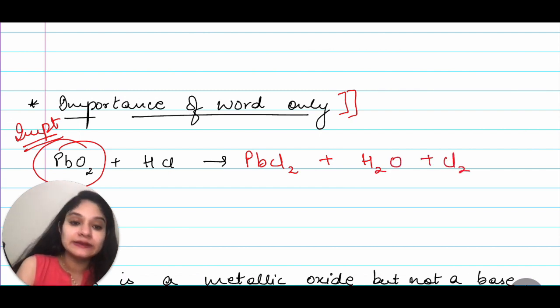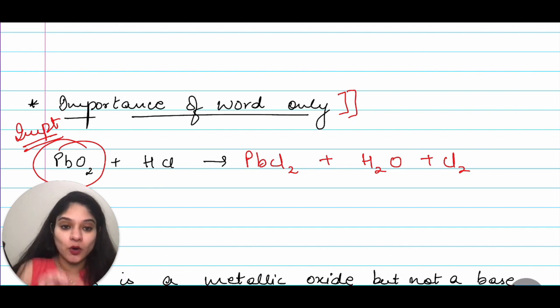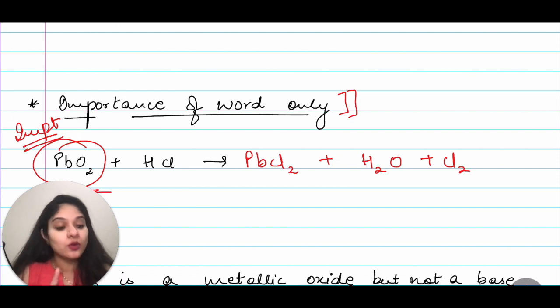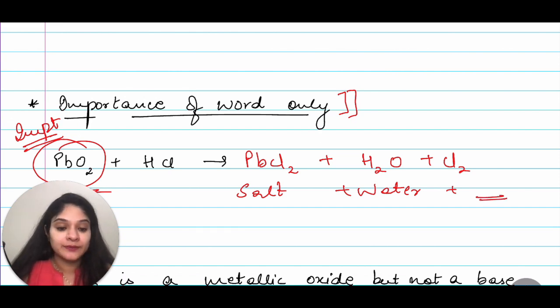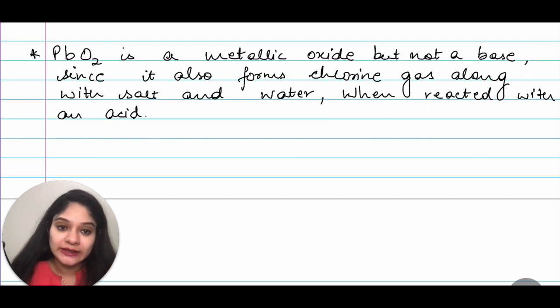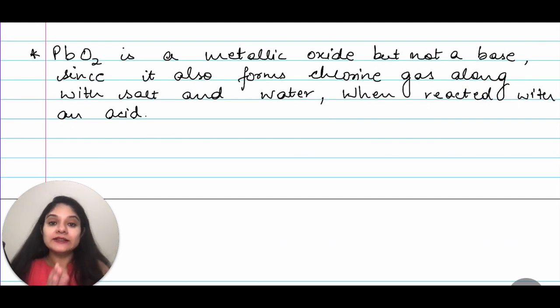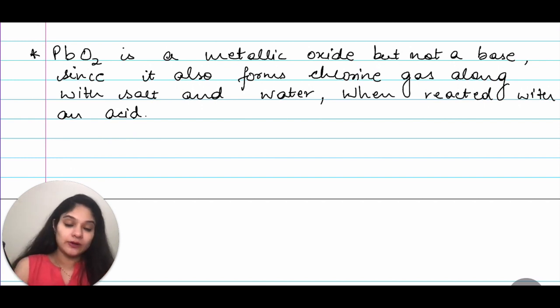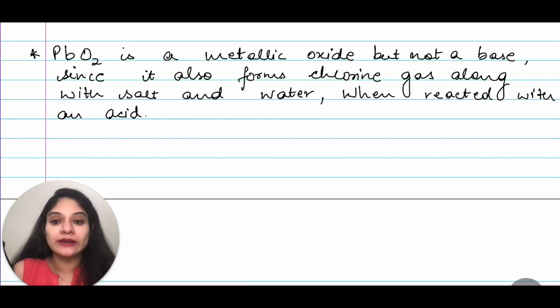This is the reason why the word only is important, because PbO2 is not a base: along with salt plus water, we have a third product coming out, that is chlorine gas. So you can take a note of this, my dear students. PbO2 is a metallic oxide but not a base, since it also forms chlorine gas along with salt and water when reacted with an acid. I hope you are able to understand so far. So we have done two exceptions so far.